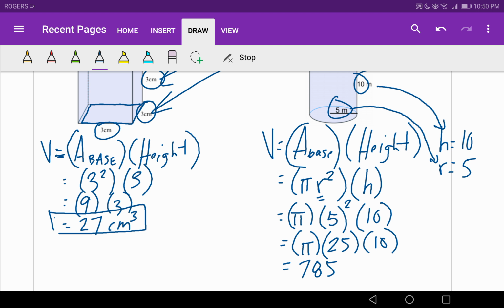And this time we're dealing with meters cubed. Okay, no decimal places. All right, so let's recap what I did there, right? My area of the base was a circle, so I looked up the formula for the area of a circle, and it's pi r squared. And then I multiplied it by the height of the cylinder.